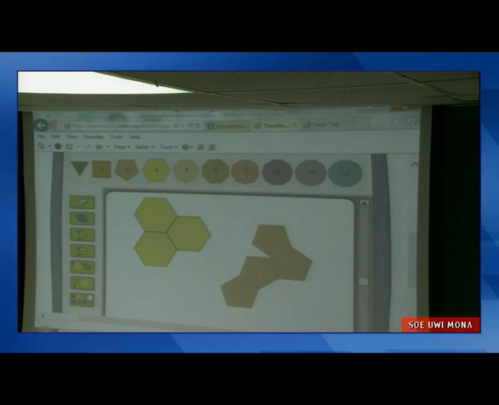So I'm saying why? Why do you think these will tessellate? I'm sure. Let me check. I'll just read the instructions. Okay.